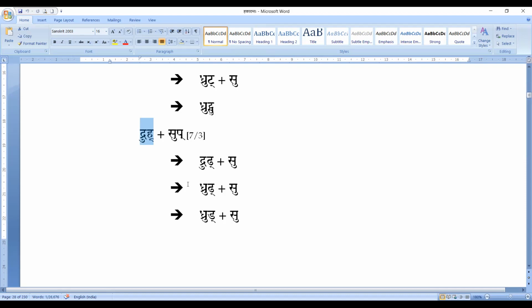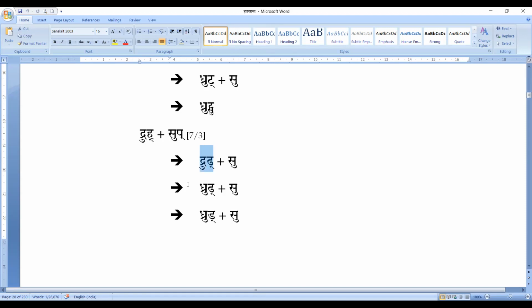Both samjnas are there. So hakara is at the end of the padam, and also hakara is followed by su. Su is a jal letter. One condition is enough to replace hakara by dakara or dhakara. Here both conditions are there: it is at the end of the padam as well as followed by jal. Therefore, first you apply hodhah. Hakara is replaced by dhakara. Now you have drudh plus su.